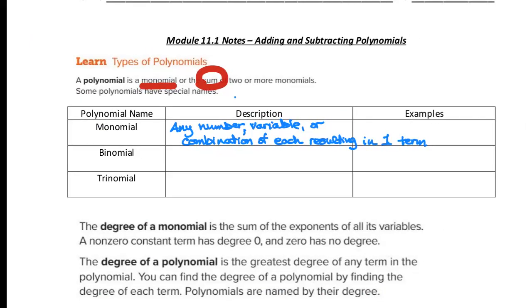So the prefix in monomial, does anybody know what mono means? One. Yeah. You ever seen the guy from Monopoly? He has like one little glass clip right here that's called a monocle. It's only one, as opposed to bifocals or trifocals. He only has one.